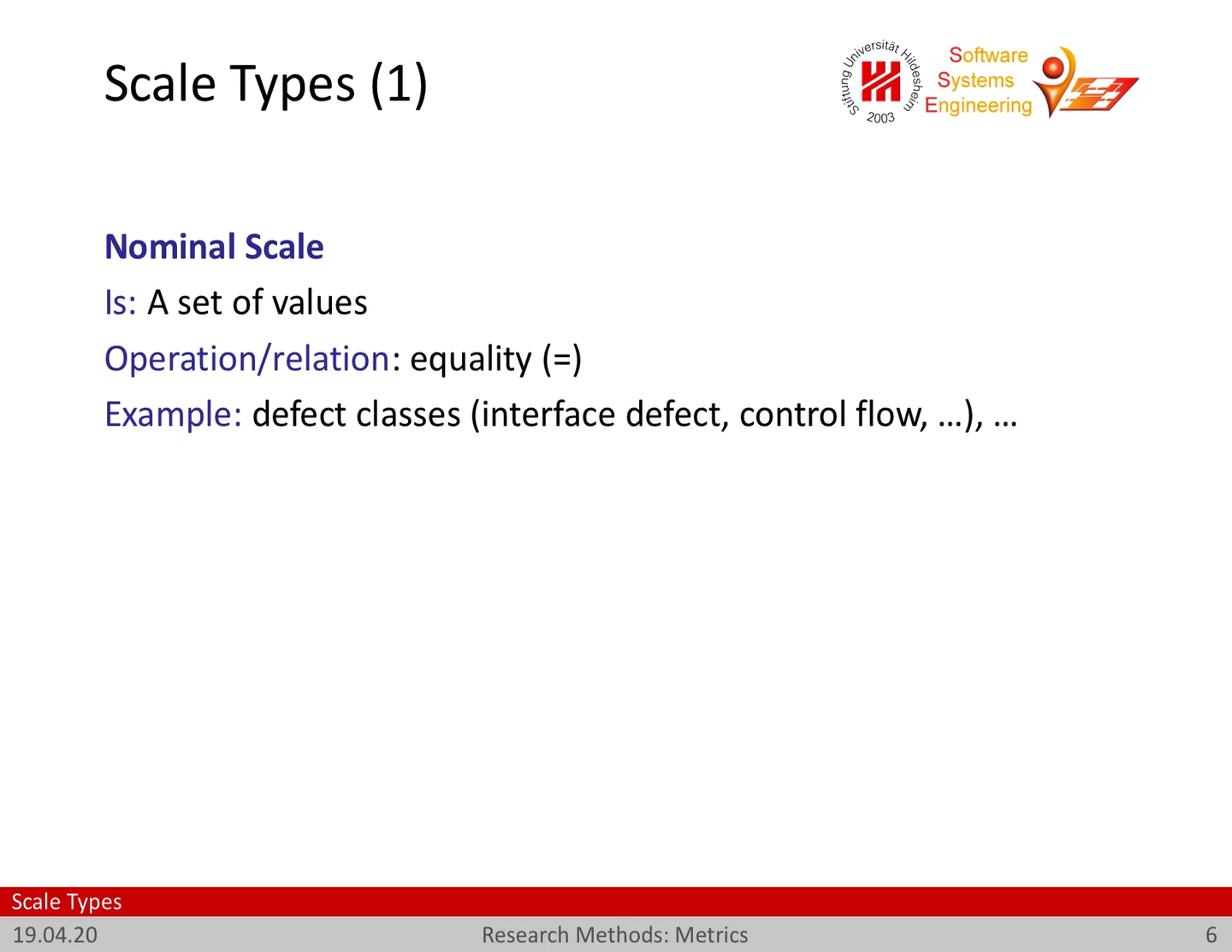Examples could be a so-called defect class. That would be an interface defect, a control flow defect, etc. Then for different defects, I can say, well, they come from the same class or not. Well, there is no comparison in the sense of larger or smaller. I cannot add or subtract these kind of classes. Now, all of these operations are not allowed. That's why it is a nominal scale.